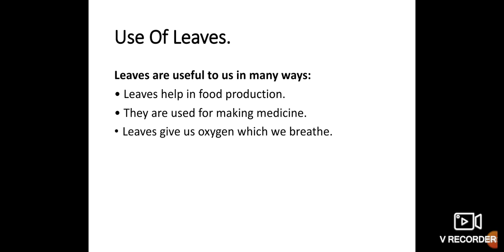We use the leaves of some plants like neem and tulsi as medicine. Leaves of plants also make the atmosphere clean by providing us oxygen. During the process of photosynthesis, leaves give out oxygen and we need this oxygen for breathing.